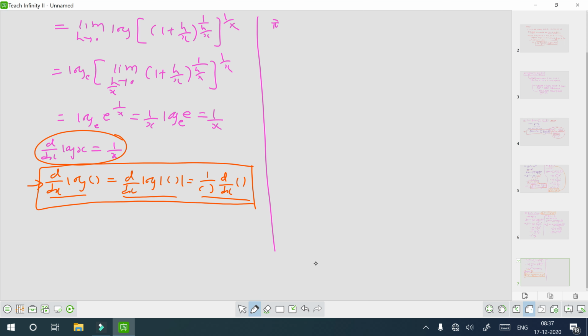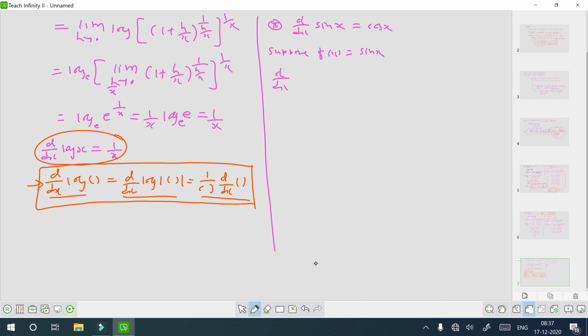Fourth one, d by dx of sin x is equal to cos x. Here it is trigonometric functions. So what we have to do? Suppose f(x) is equal to sin x. Clear?